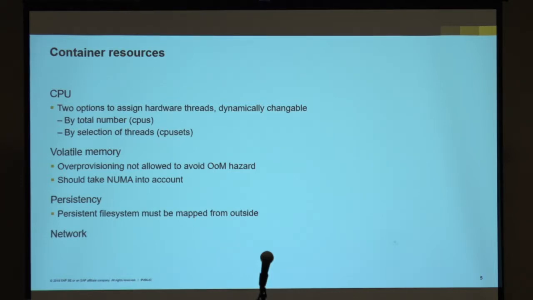About the persistency, I already said the persistency is mapped from somewhere outside of the container. It doesn't make much sense to store it in the container, which is volatile. And the network is another resource. We can look into that in detail, just because we don't think that the network would be the bottleneck or have high relevance under the containerization.